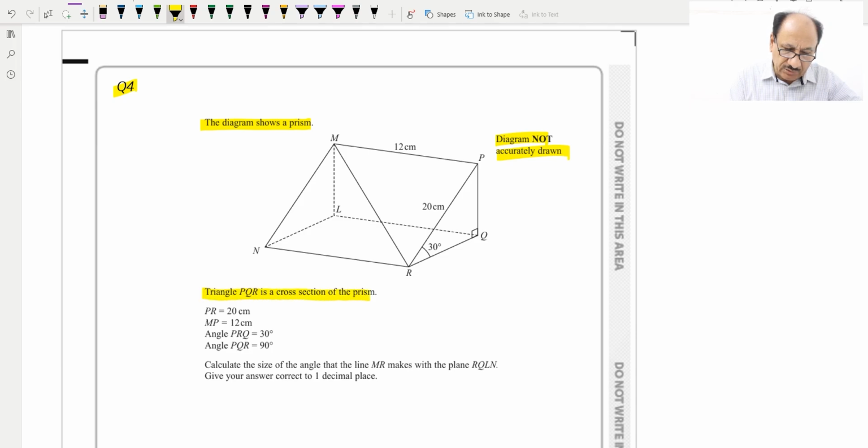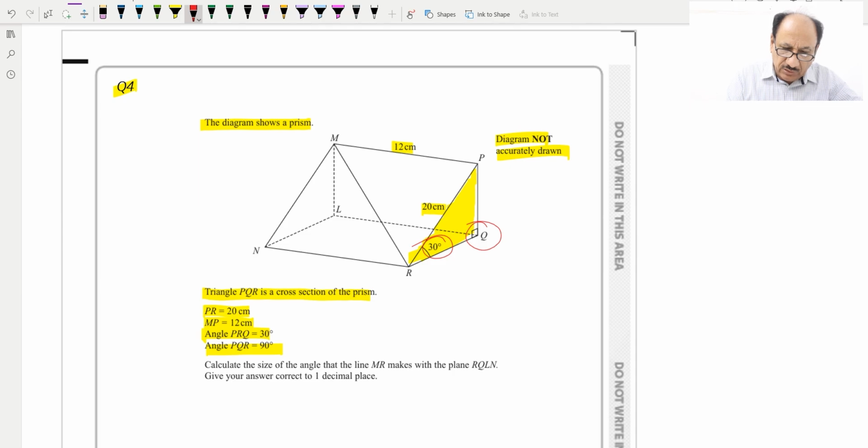Triangle PQR is a cross section of the prism. Cross section of the prism is this one, which is PQR. So this is the cross section they are talking about. PR is equal to 20 centimeters, MP is equal to 12, this one is MP, 12 centimeters, and angle PQR is 90 degrees. They are talking about this angle.